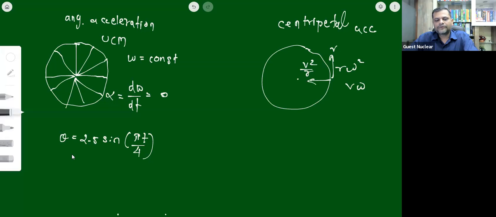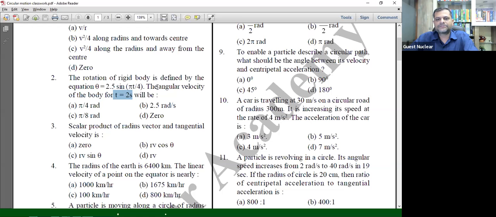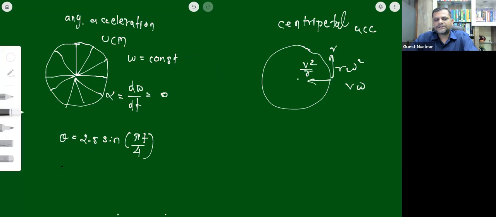And we want to find out the angular velocity, matlab we want to find out omega at t equal to 2 seconds, right? So how can we do that? See, just differentiate this equation with respect to time, because we know that d theta by dt is nothing but omega.